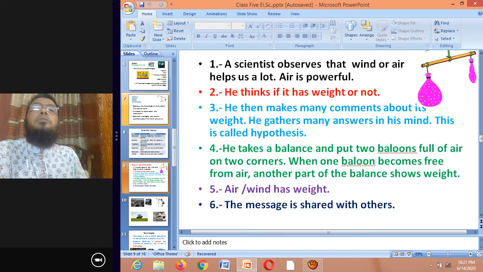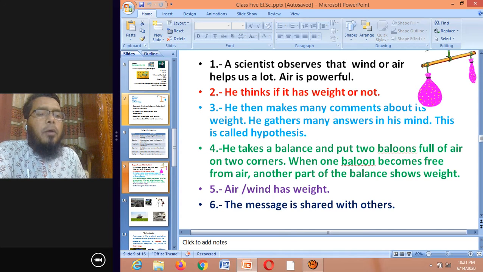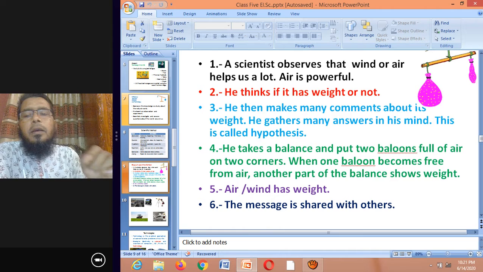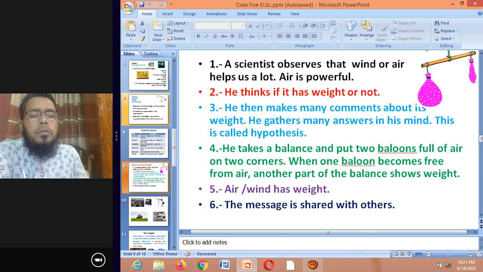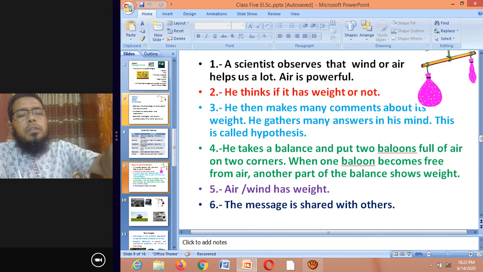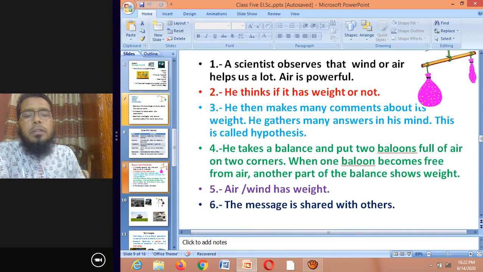And the fourth step is experiment. He takes a balance and puts two balloons full of air. In the picture you can see two balloons full of air have been taken. They were full of air, both of them. When one balloon is made free of air, that means with a pin, one balloon is made free of air, air is pushed out, and then the other balloon shows its weight. It goes down. That means it has weight. So the finding, that means the conclusion, is that air or wind has weight.